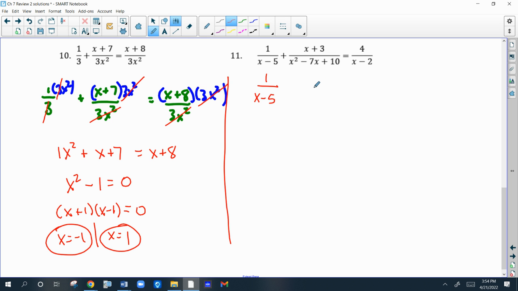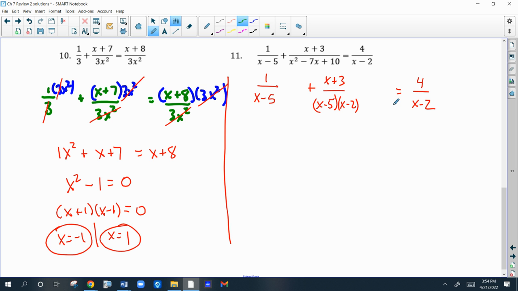It's just going to make your life a whole bunch easier. So x minus 5 doesn't factor, but this second denominator factors. Factors of 10 that add up to negative 7 are negative 5 and negative 2. And this all equals 4 over x minus 2, which doesn't factor. So now we're looking for the common denominator. We have an x minus 5 here, an x minus 5 here, and an x minus 2 here, and also an x minus 2 here.